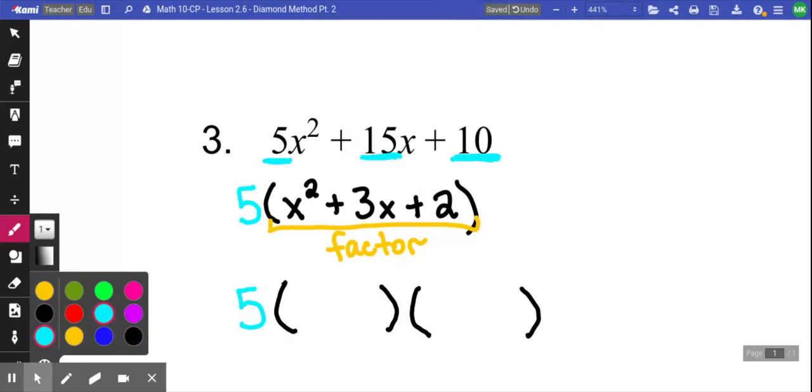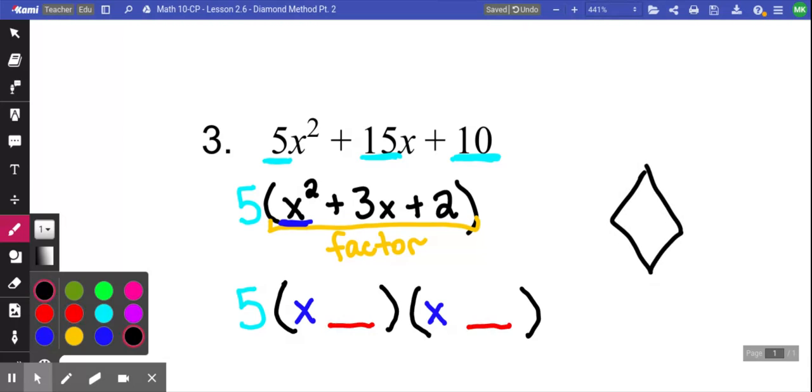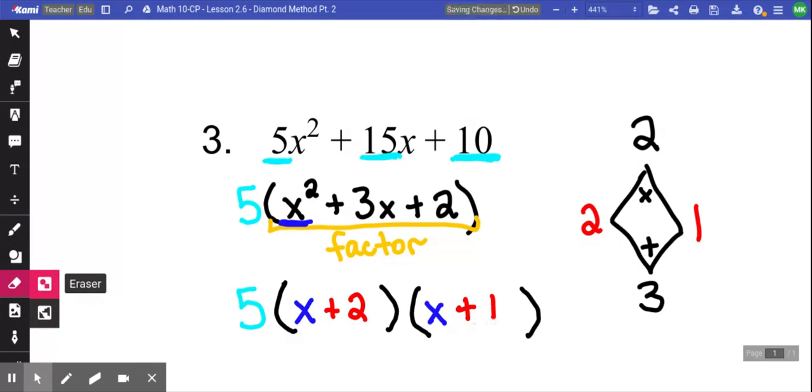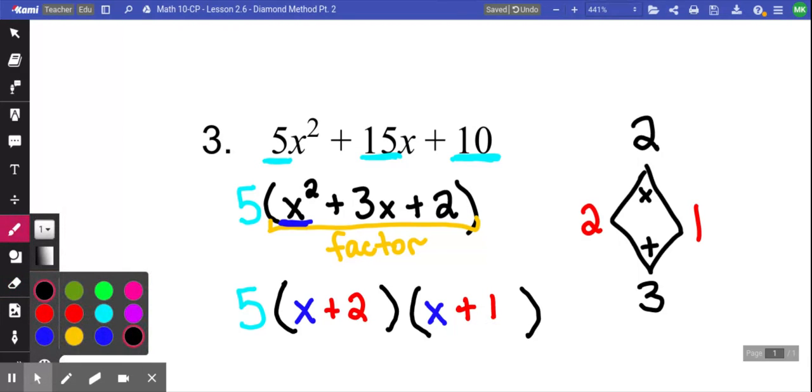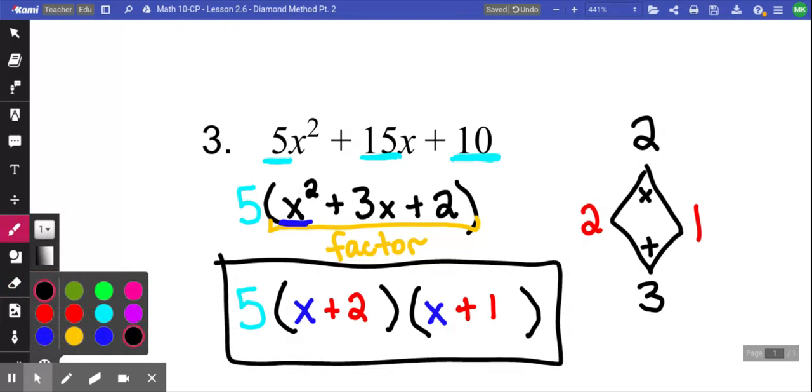My first term always comes from my first terms. My second terms come from my diamond. I'm looking for two numbers that multiply to be 2 and add to be 3. In this case, 2 and 1 would multiply to be 2 and add to be 3. So this thing factors to become 5 times x plus 2 times x plus 1, like that.